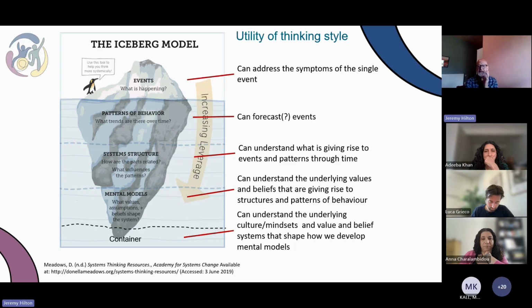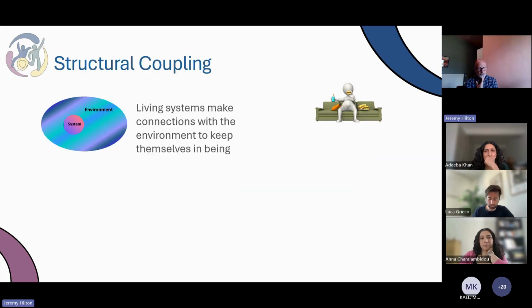How are we doing? So yeah, I'm going to take a break soon. And let me just do one or two more things. I mentioned structural coupling.